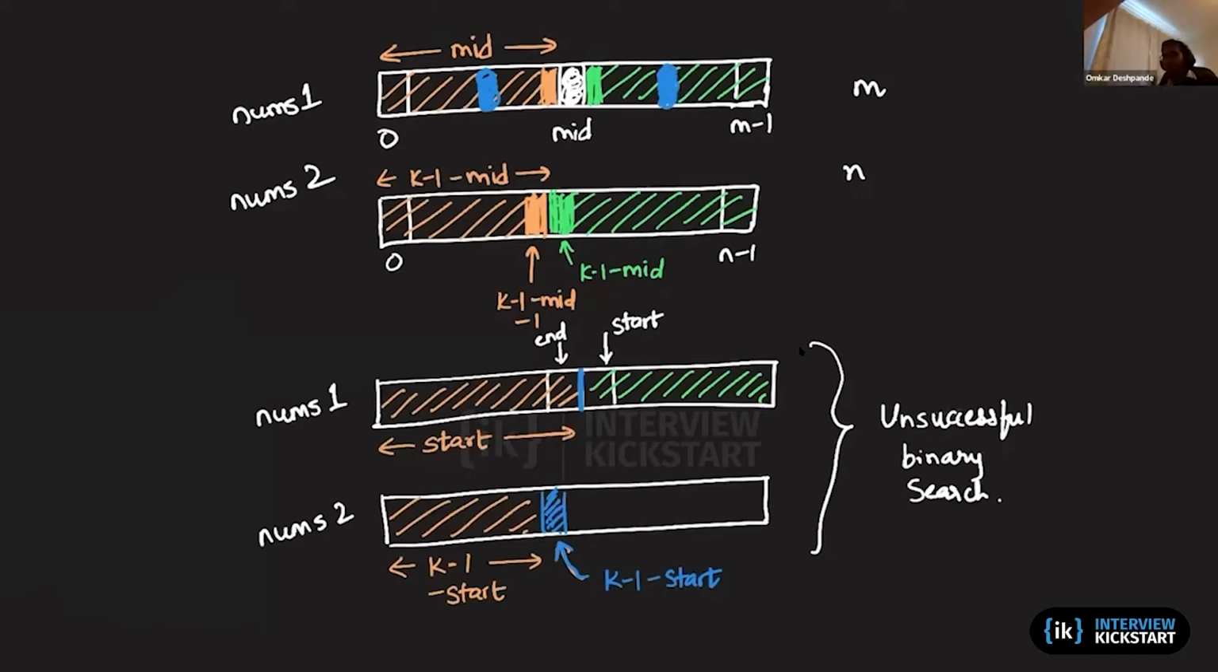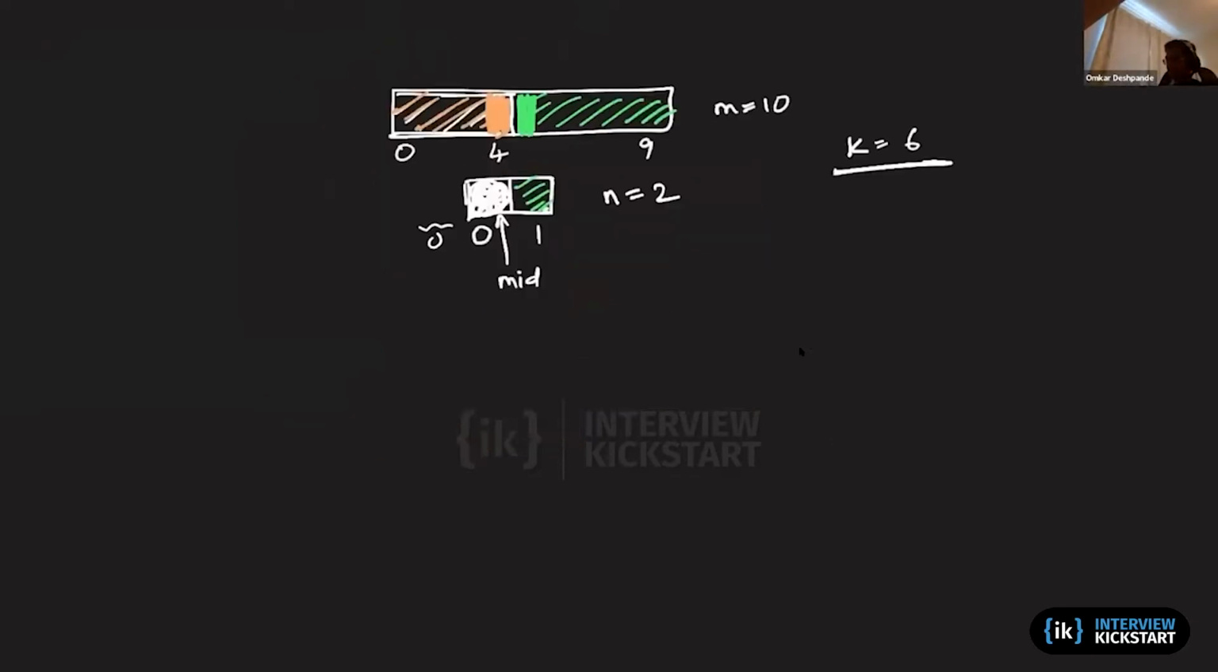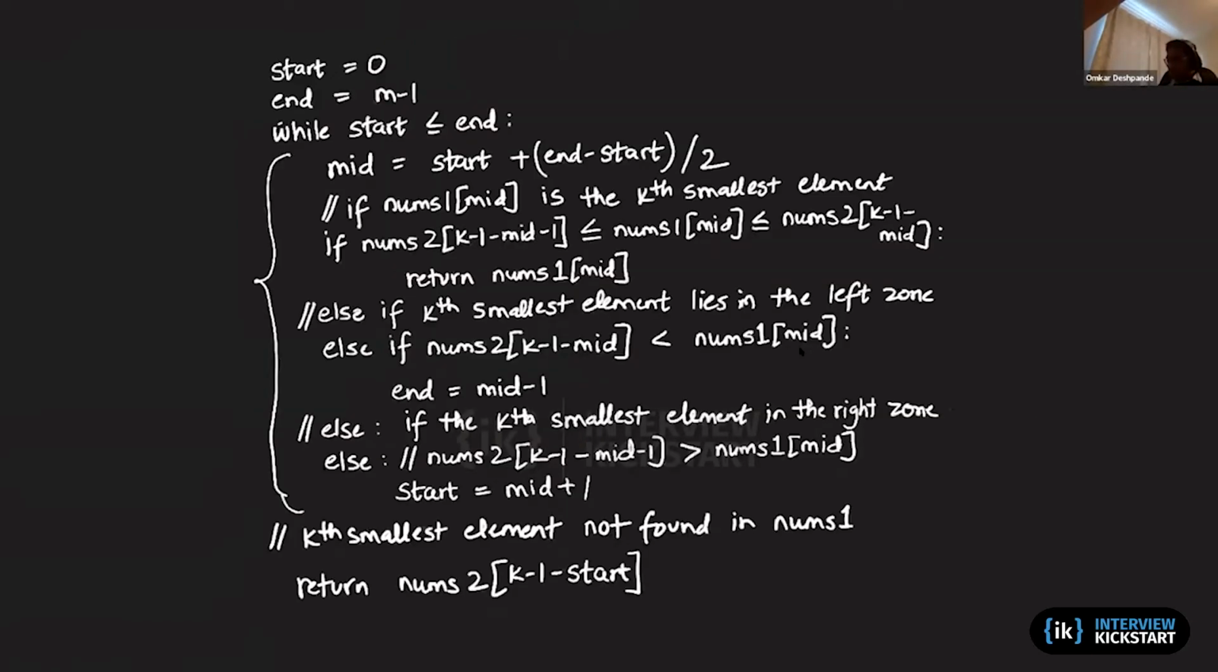Then I would be cutting out everything on my left, because I know the value is guaranteed to be on the right side. And likewise, if my mid value falls into the right zone, which means that the kth smallest value actually lies on my left side, which is what I've shown here, then I can cut out the right side. So we are guaranteed to either move start to mid plus one or end to mid minus one, which means the problem size is guaranteed to reduce.